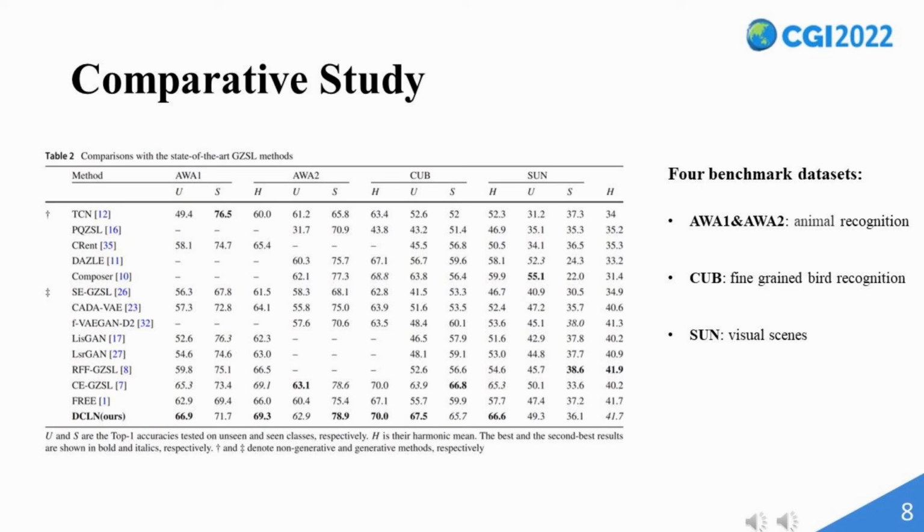Compared to non-generative methods, our DCLN can significantly achieve better results by a large margin, especially on AWA2, CUB, SUN datasets. Meanwhile, we also observe that the performance of our method on accuracies tested on unseen and accuracies tested on seen is more balanced, which reveals the effectiveness of our model to mitigate the seen-unseen bias problem.